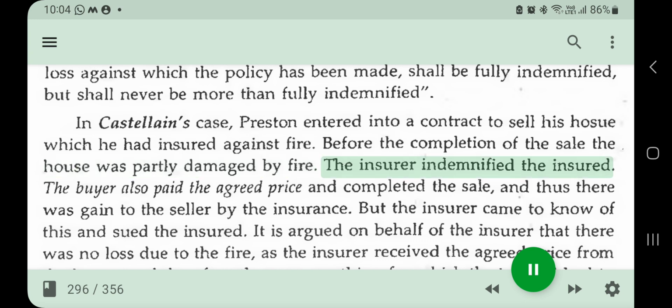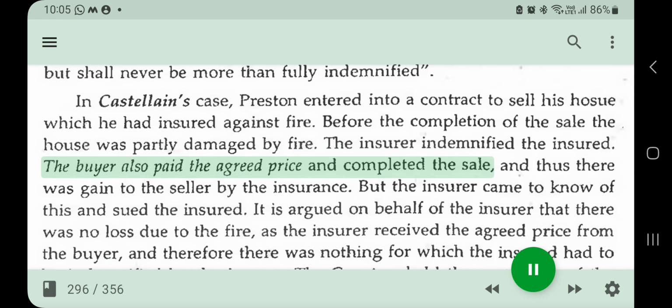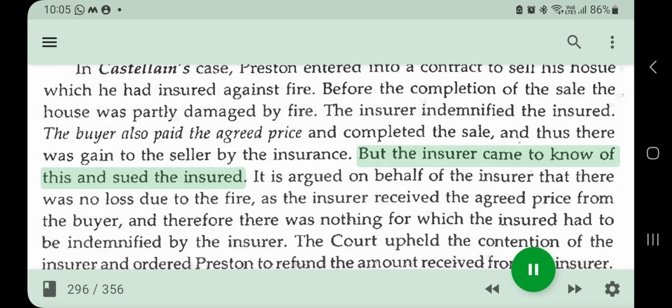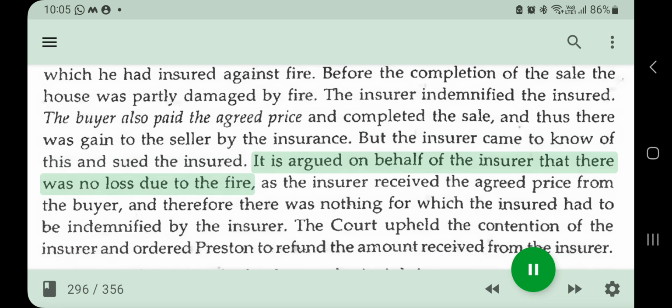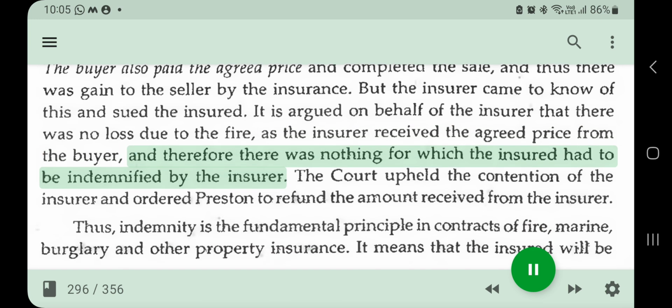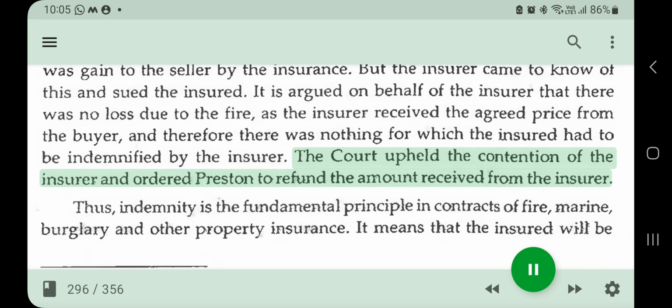The insurer indemnified the insured. The buyer also paid the agreed price and completed the sale, and thus there was gain to the seller by the insurance. But the insurer came to know of this and sued the insured. It is argued on behalf of the insurer that there was no loss due to the fire, as the insured received the agreed price from the buyer, and therefore there was nothing for which the insured had to be indemnified by the insurer. The court upheld the contention of the insurer and ordered Preston to refund the amount received from the insurer.